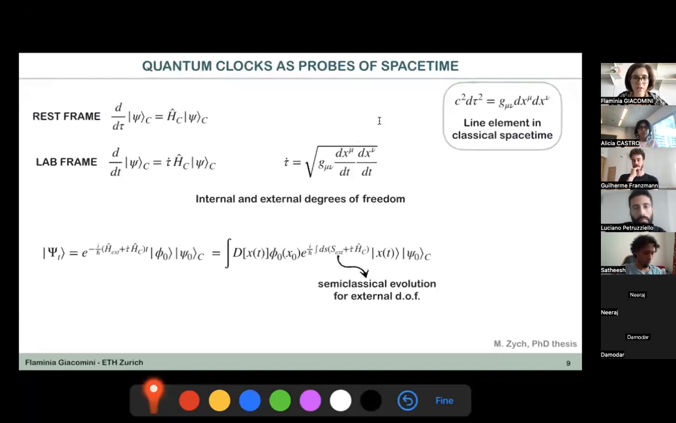Is the dot tau h in the lab frame Schrödinger equation Hermitian? Aren't there ordering issues?